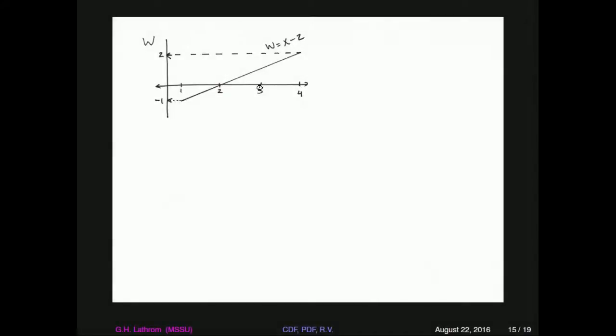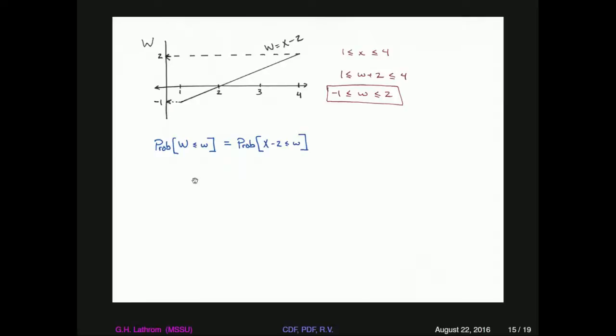So that's looking at things geometrically. If I look at them algebraically, I've got my x values being between 1 and 4. If I look at the inverse function, x is going to be w plus 2, which means that 1 is less than or equal to w plus 2 is less than or equal to 4. So if I solve for w, what happens? Subtract 2 on all sides, and I get negative 1 is less than or equal to w is less than or equal to 2, which is exactly what I see in the geometric picture.